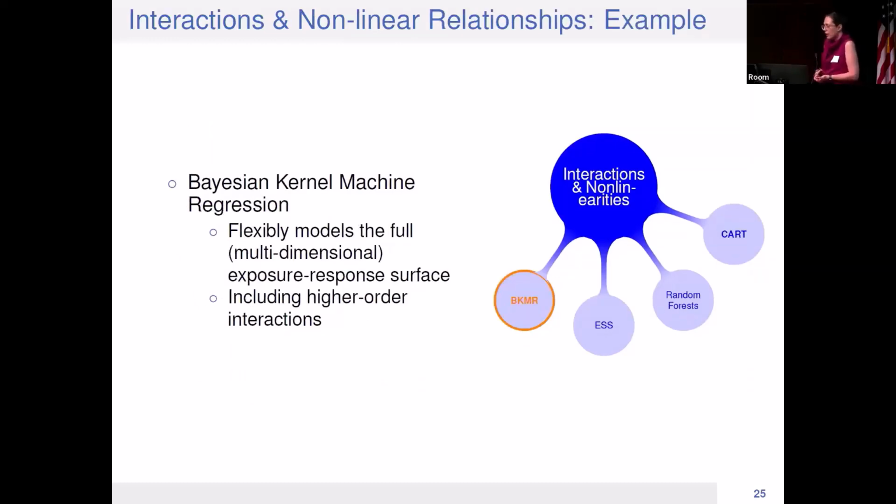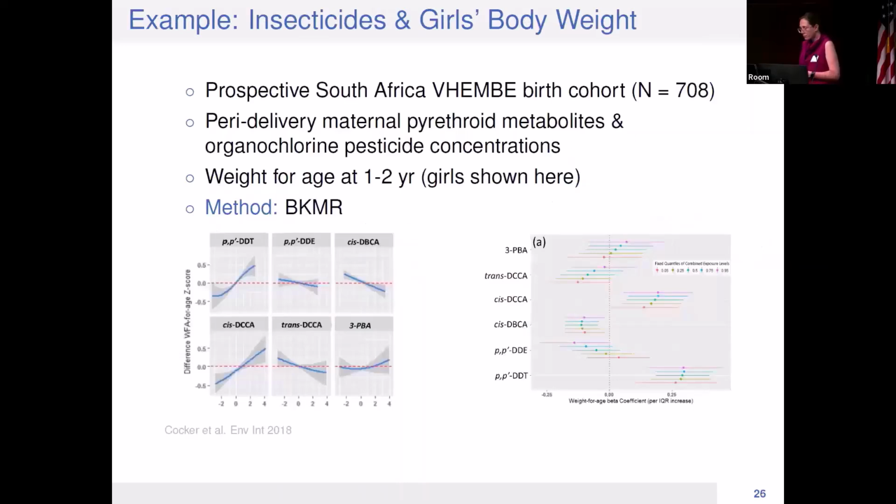Example here, Bayesian kernel machine regression, and I think Jen will be talking much more about this. This is a model that very flexibly models the full multidimensional exposure response surface, including higher order interactions. So this example here was looking at insecticide exposure and girls' body weight using data from a prospective South Africa birth cohort.